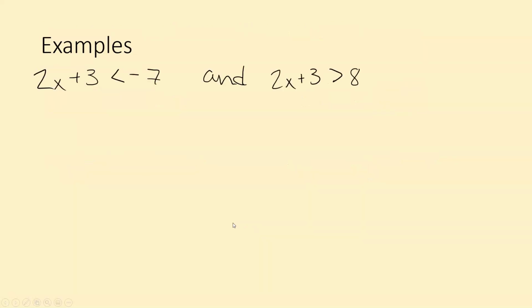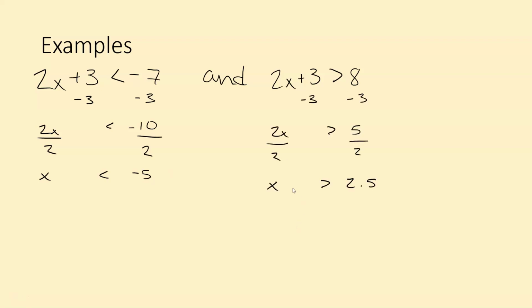I have one more example here because I could not find one like this on Delta Math, so I wrote it in, but I think it's possible that you could get one like this on Delta Math based on the way the question is asked. So I'm going to go ahead and solve this inequality on the left. And I got x is less than -5. Now I'm going to solve this inequality on the right. And I got x is greater than 2.5.